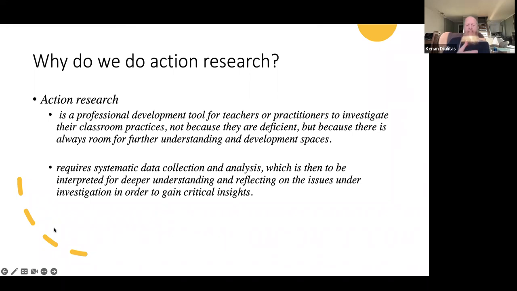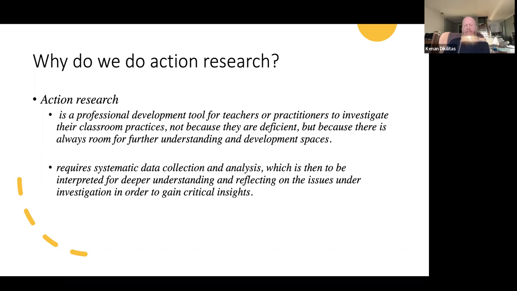But in general, action research has a purpose. It's a professional development process, and it's a kind of tool. It's a strategy as well for us as teachers and practitioners. Our aim is to improve our practices, not because they are deficient, but because they can be improvable, because there is always room for improvement of our practices. We can't say that I'm teaching perfectly and I can stop thinking about my teaching. I don't need to improve it, but there is always room for improvement, as we said.